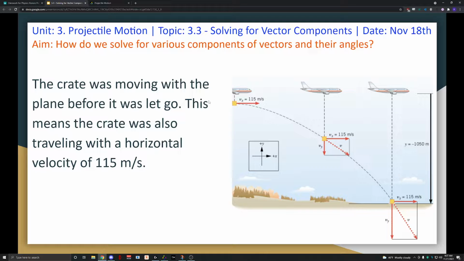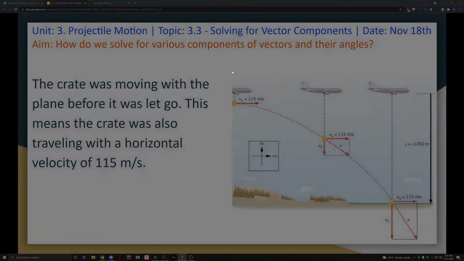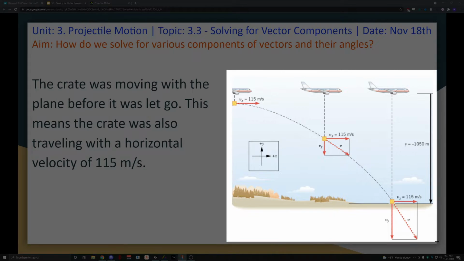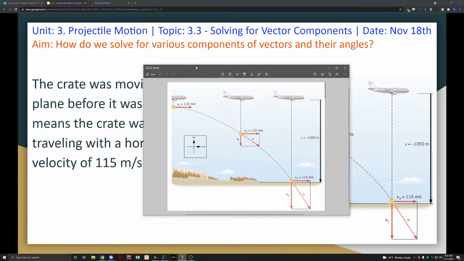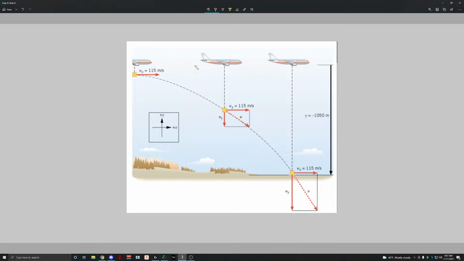But I want to focus on something here. I want to focus on this image in particular. And you see here that there's an x axis and a y-axis. So you can see a horizontal velocity and you see a vertical velocity. Well, what is this here, right? What is this v here? It doesn't really particularly have a component.